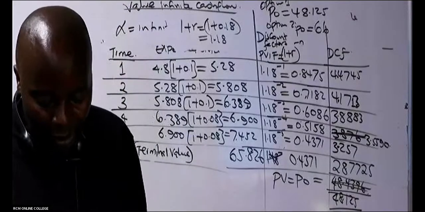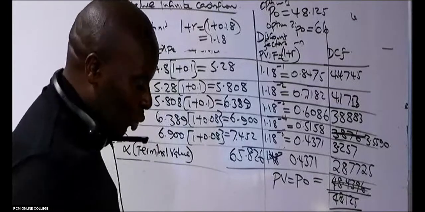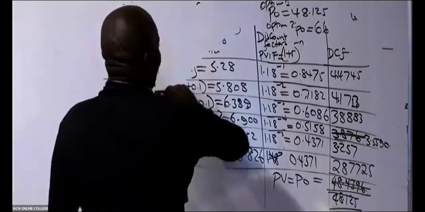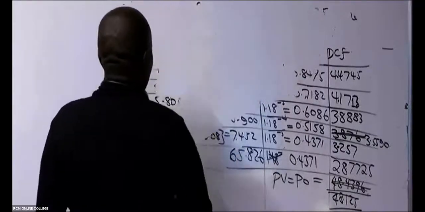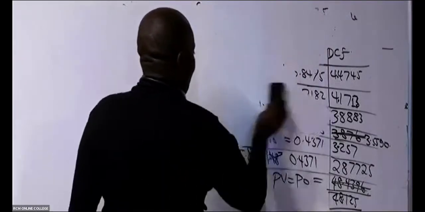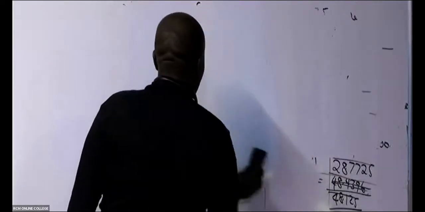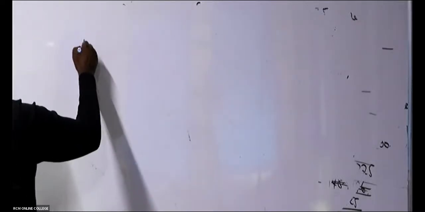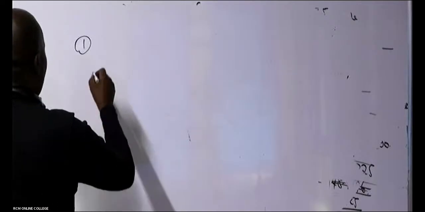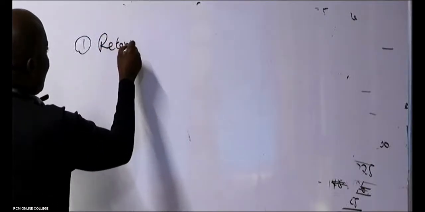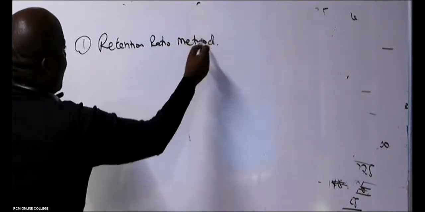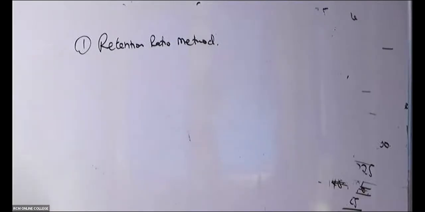So give me a title there: methods of computing the growth rate. Number 1, we have what we call the retention ratio method.